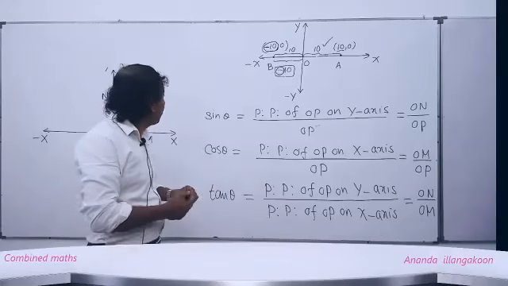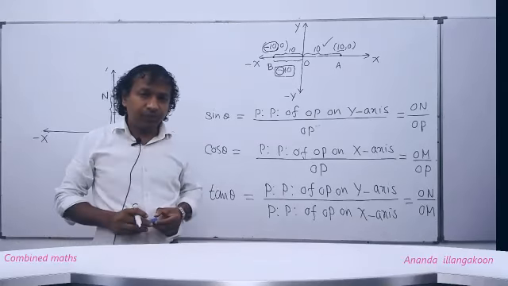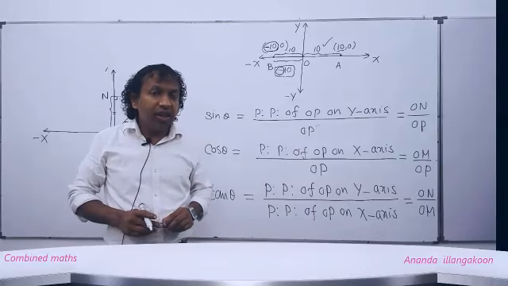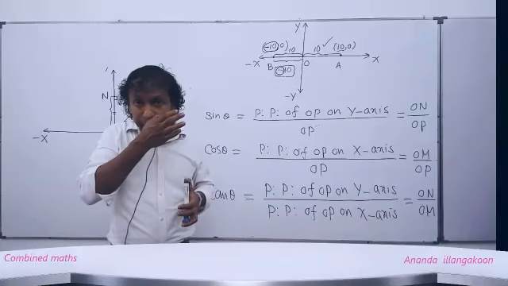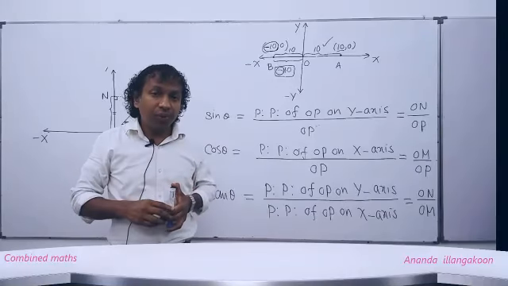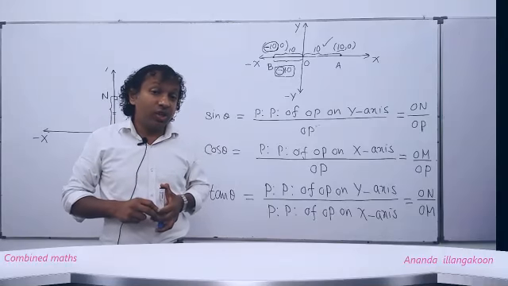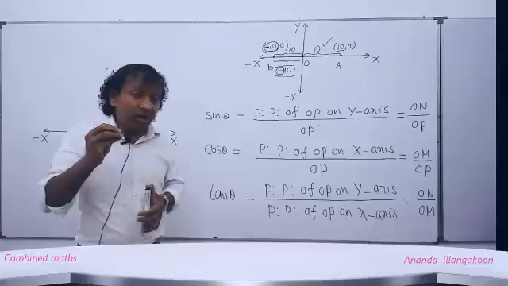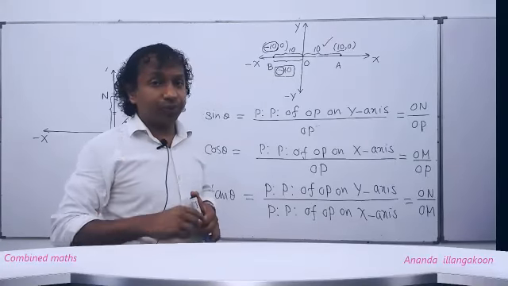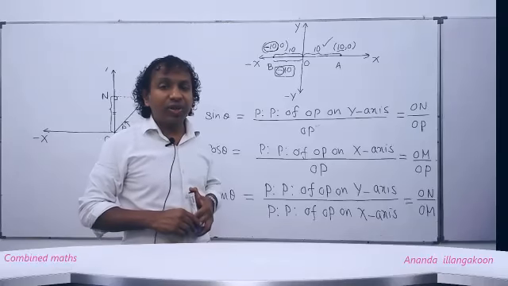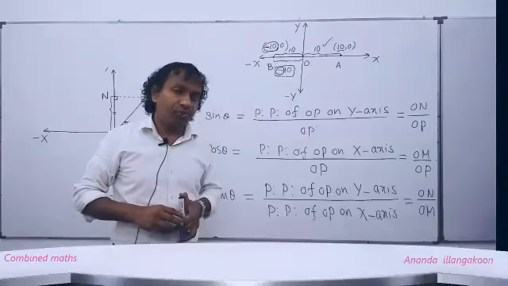And look at this OP. OP we don't take from any axis. It is a fixed line segment, a line segment of fixed length that can rotate about the origin. Since we don't take this OP from any of the two axes, that OP is always positive. It is a length. Length is always positive. So therefore, OP is always positive.